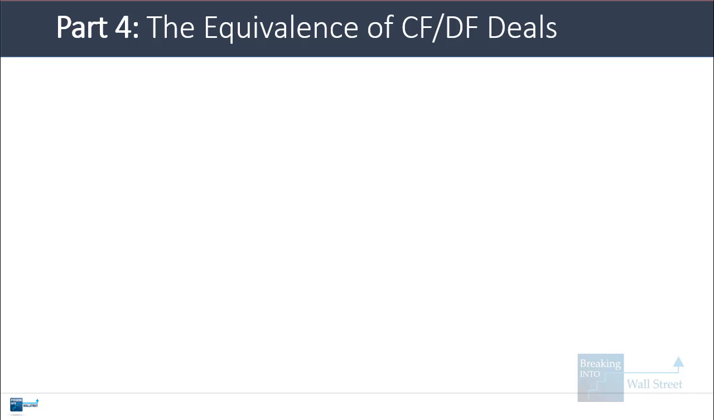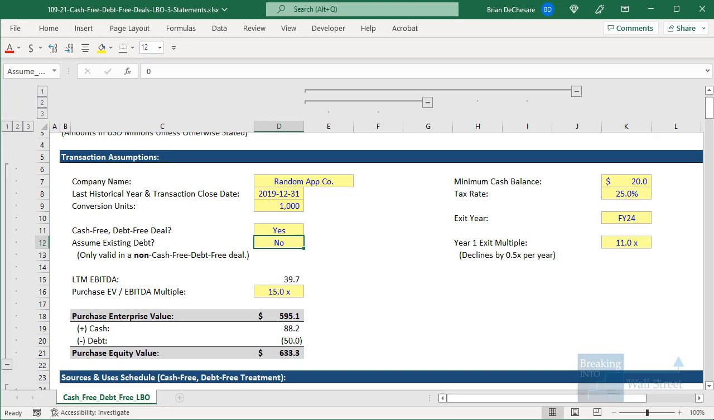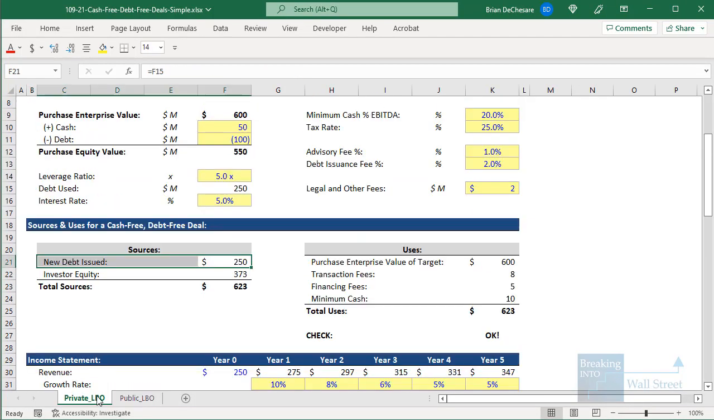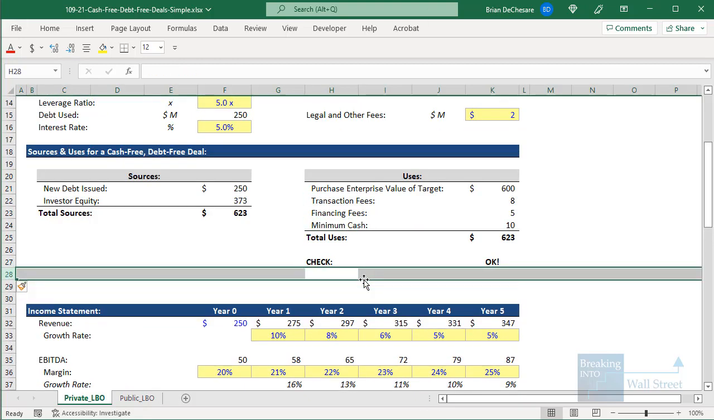So the last topic I want to go into here is the equivalence of cash-free, debt-free deals with non-cash-free, debt-free deals. The short answer to this question is that these deal types are equivalent because you can always rewrite the purchase enterprise value as purchase equity value plus debt minus cash. Let's go back to the simple example and show you what this looks like right here. So let's go to our private LBO tab and go down and just add some lines here so I can show you exactly what this looks like.